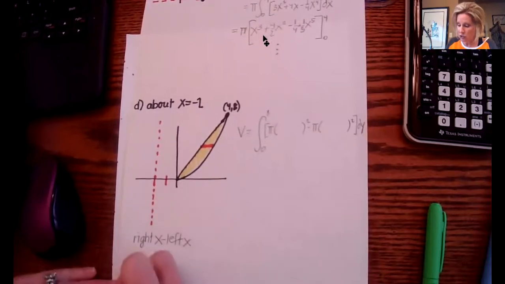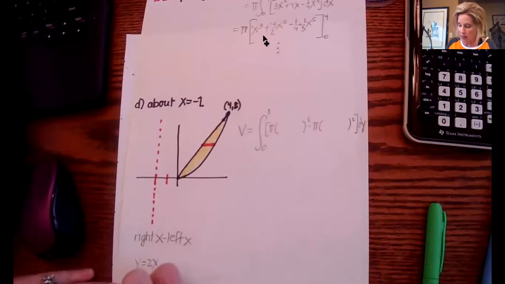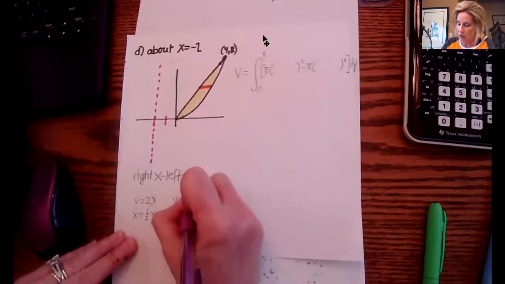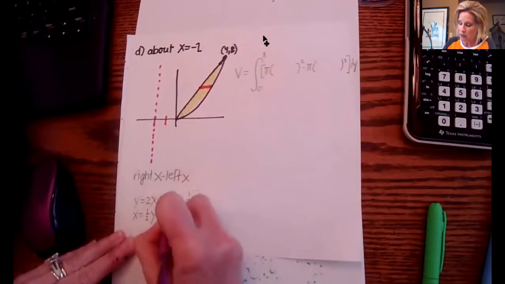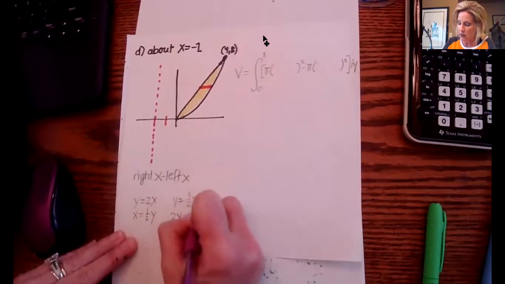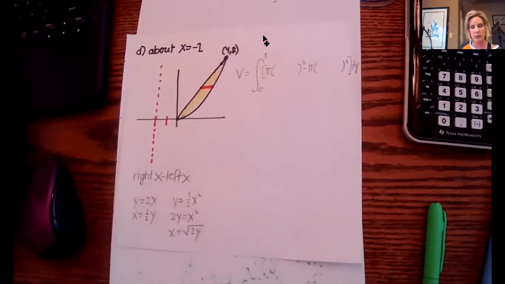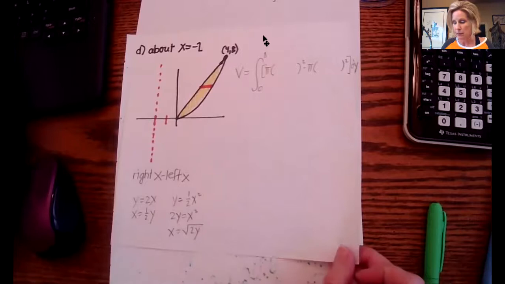I want to remind you that one of our equations was y equals 2x, so that would be x equals 1/2 y. One of our equations was y equals 1/2 x squared, so 2y equals x squared. X equals the square root of 2y, technically plus or minus the square root of 2y, but that generally sort of takes care of itself.